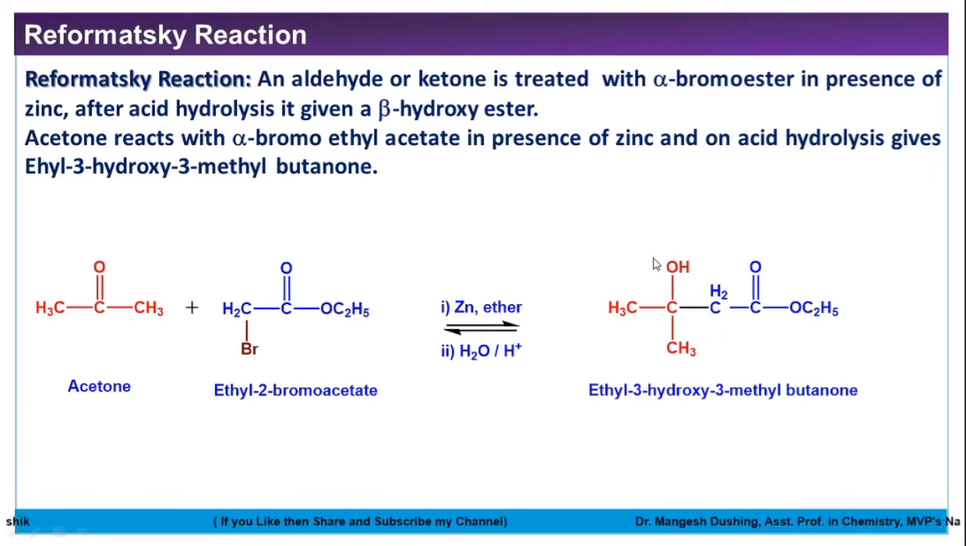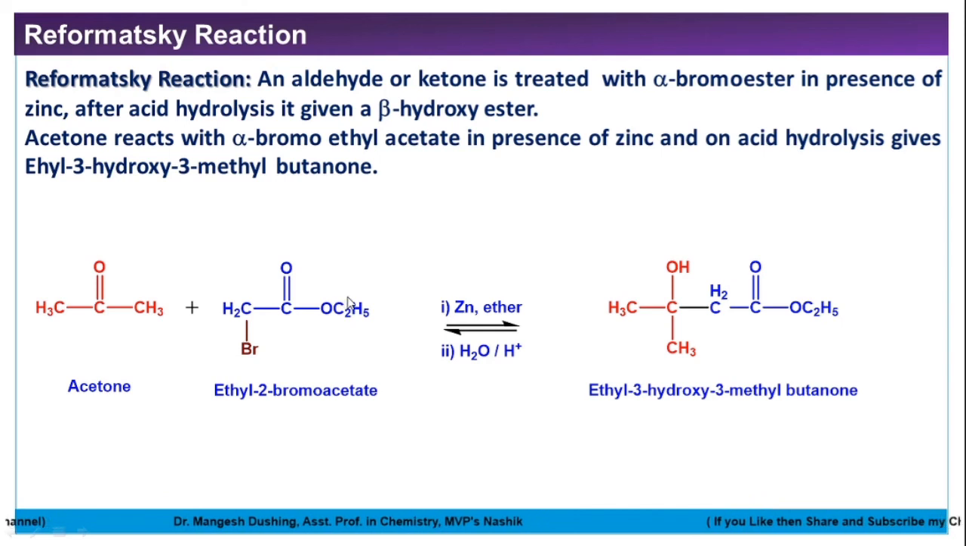This is the ester, and the red part is coming from the acetone and the blue part is coming from the ester. See here, this is the carbonyl carbon. First carbon is alpha carbon, second carbon is beta carbon. So at beta position there is a hydroxyl group. That's why this is called beta hydroxy ester. Particularly this product, the name is ethyl 3 hydroxy 3 methyl butanoate. This is the longest chain, 4 carbon.